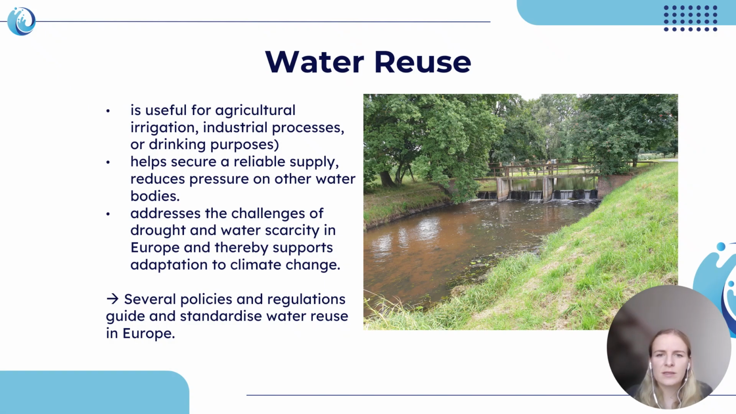So on water reuse in general, again, it is useful for agricultural irrigation purposes, whenever there's no sufficient rain naturally to water agricultural areas. It's useful for industrial processes or for drinking water purposes. And water reuse can help secure a reliable supply, which also reduces the pressure on other water bodies such as groundwater and lakes. In the light of climate change effects, it addresses challenges of drought and water scarcity in Europe and thereby supports adaptation to climate change.